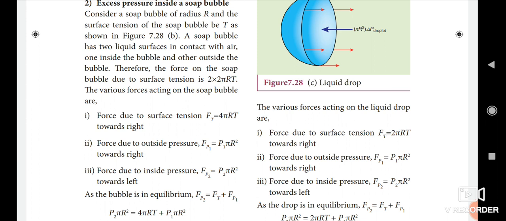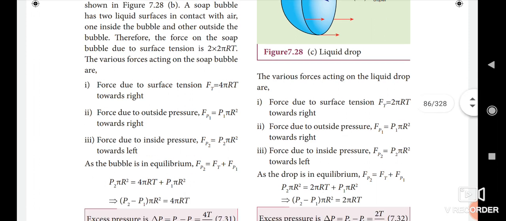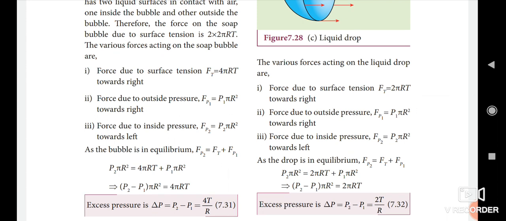Okay, the next is the force due to outside pressure, denoted as Fp1, which is equal to P1 times πR squared, the same as for the air bubble and the soap bubble. Then the third one, the force due to inside pressure, is Fp2, which is equal to P2 times πR squared.